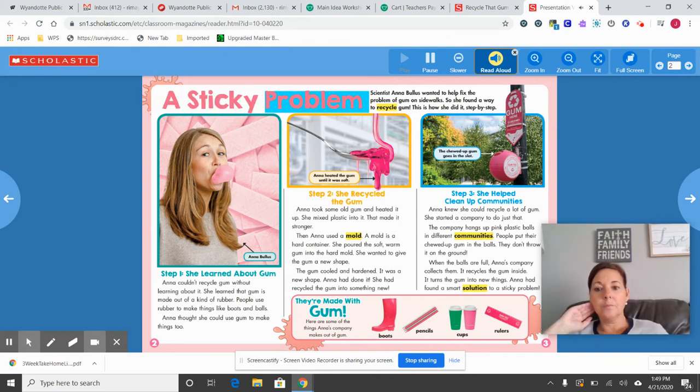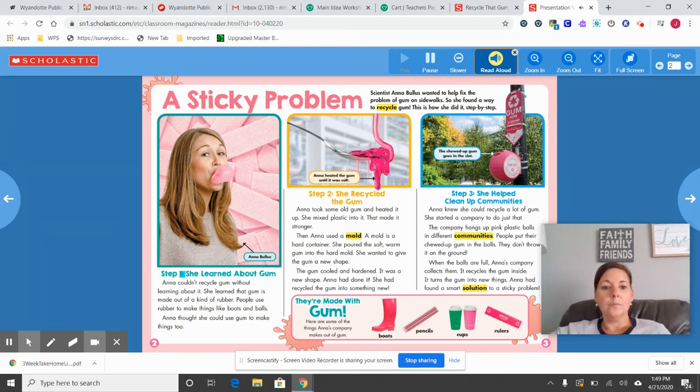A sticky problem. Scientist Anna Bullis wanted to help fix the problem of gum on sidewalks. So she found a way to recycle gum. This is how she did it, step by step. Anna Bullis. Step 1. She learned about gum. Anna couldn't recycle gum without learning about it. She learned that gum is made out of a kind of rubber. People use rubber to make things like boots and balls. Anna thought she could use gum to make things too.